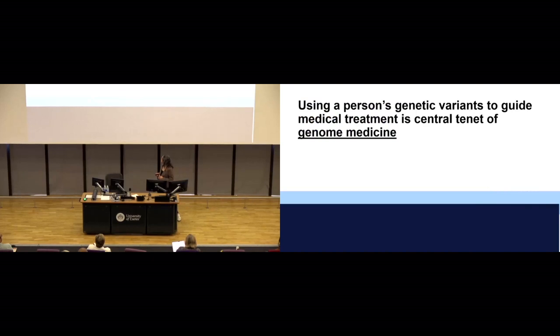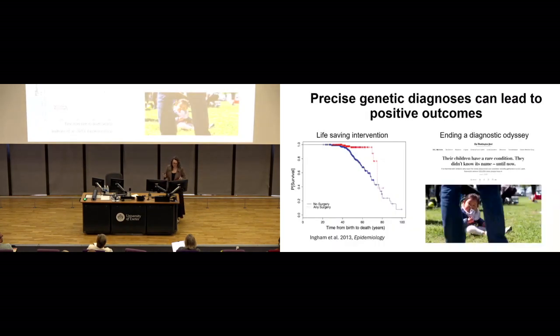And I think to start, we can all agree with this statement that using a person's genetic variants to guide medical treatment is a central tenet of genomic medicine, right? We can read genomes cheaply and accurately, and I'm going to talk about the known parts of the genome, not where Wendy goes, but this is protein coding genes. And we can also, I think, agree that precise genetic diagnoses can lead to positive outcomes, right?